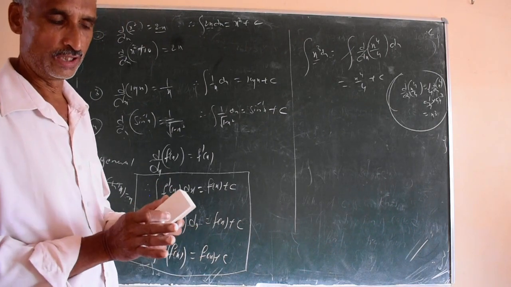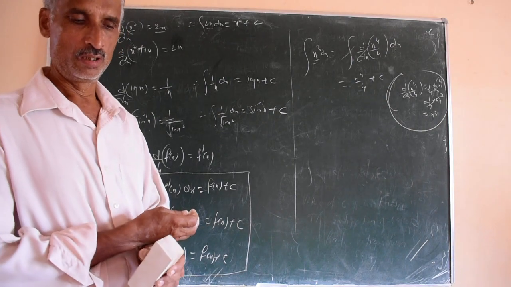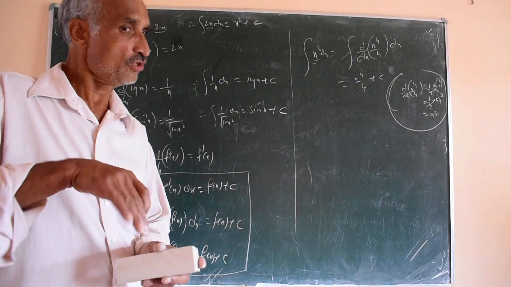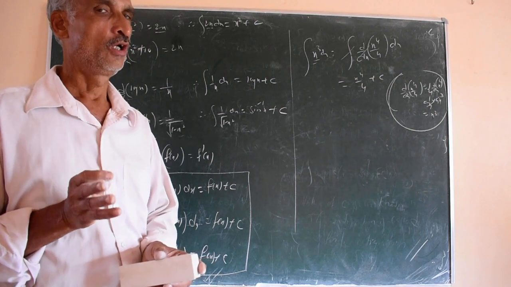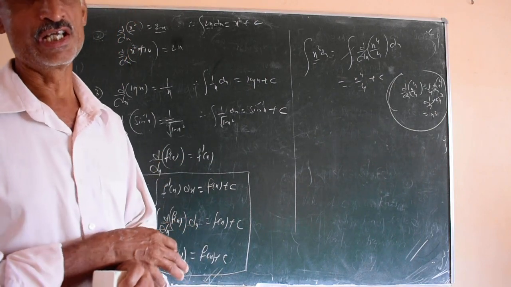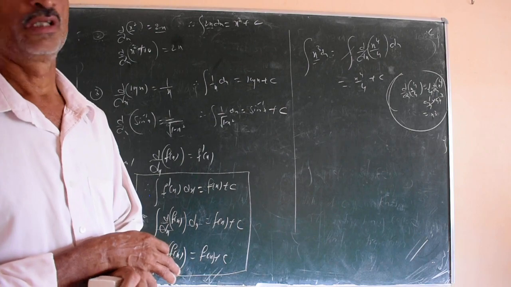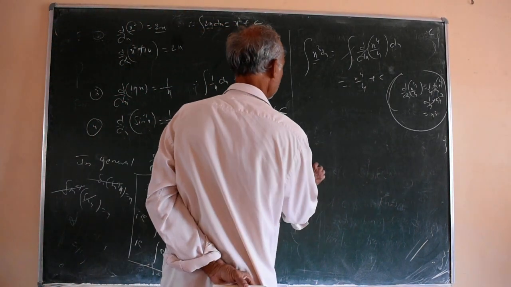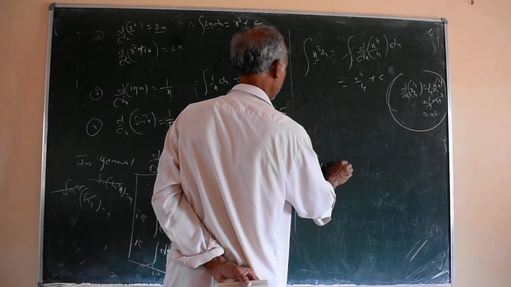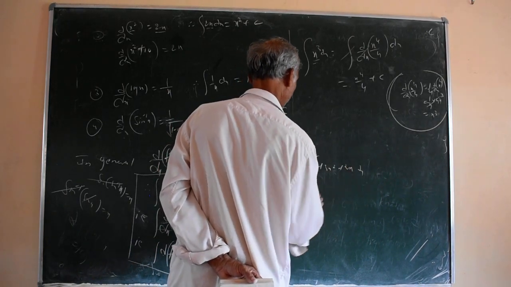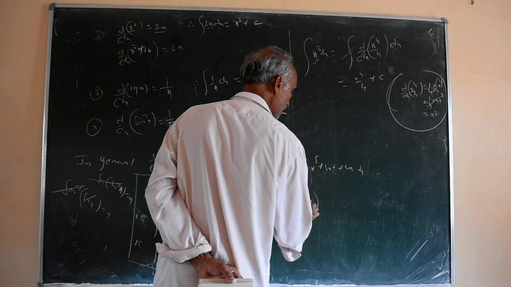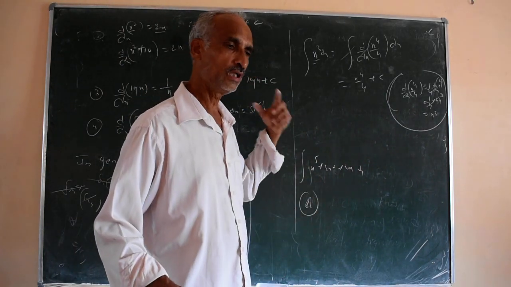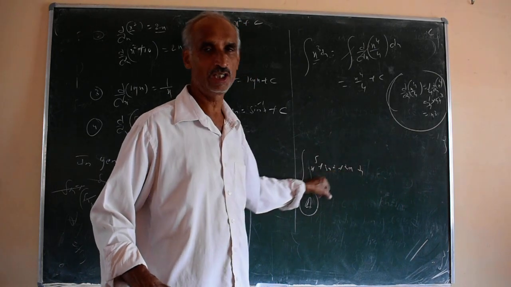In CET, 4 options will be given. Integration of some function will be asked, and 4 options will be given. By differentiating those 4 options, see which option gives the exact integrand. For example, integration of x raised to 5 plus 3x squared plus 2x dx, with options A, B, C, D. Now we are going to differentiate each and every option. Whichever differentiation yields this much will be the answer.